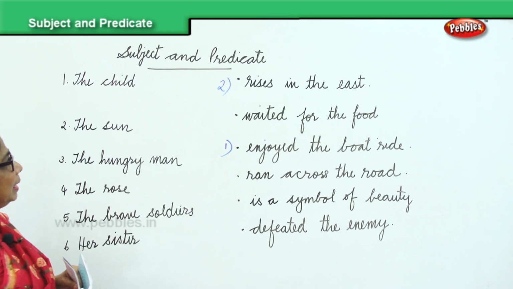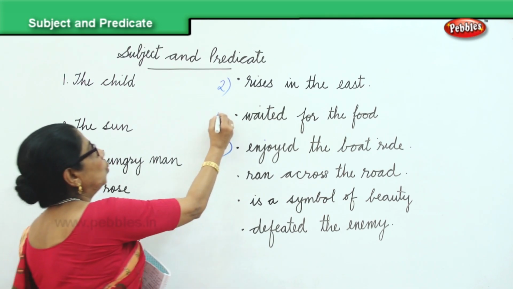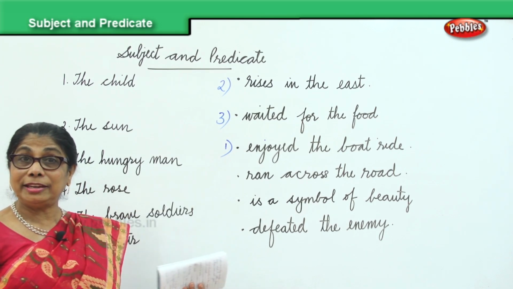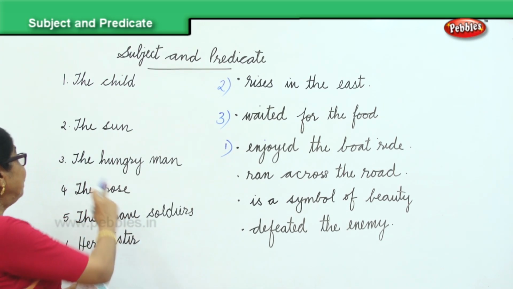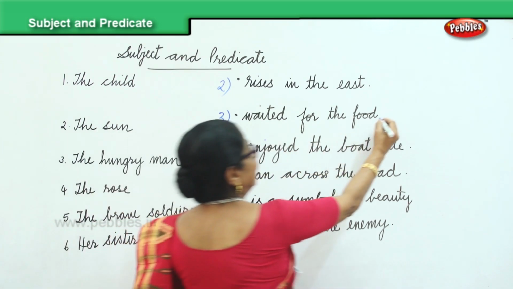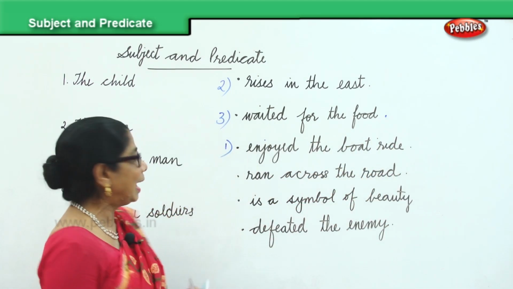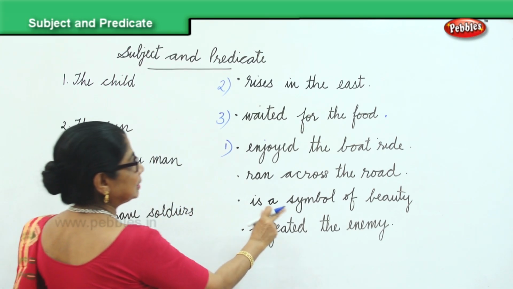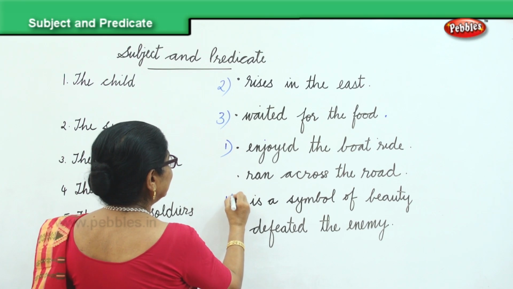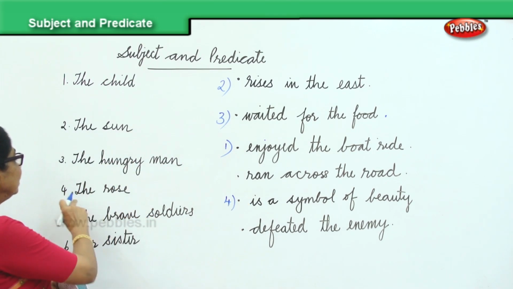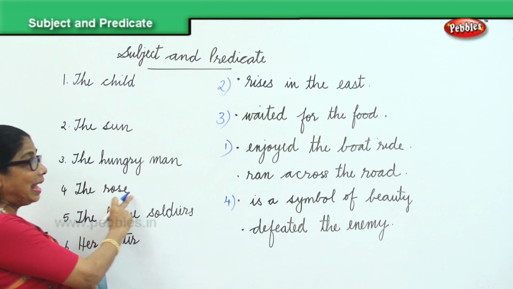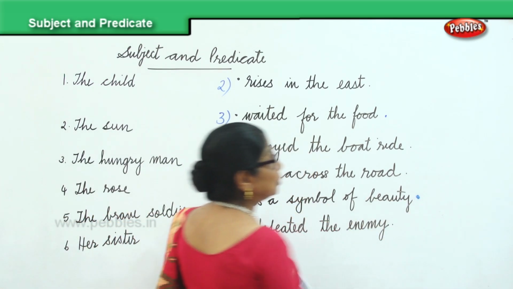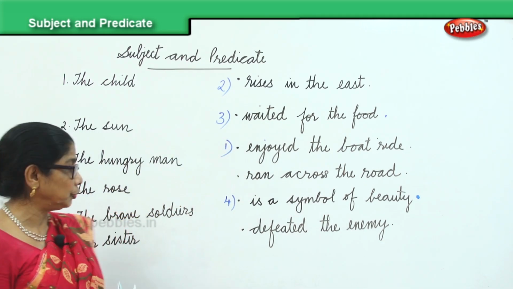Third one, the hungry man. The hungry man waited for the food. Hungry man is the subject, waited for the food is the predicate, begins with the capital letter and ends with the full stop. And the fourth one, the rose. The rose is a symbol of beauty. The rose is the subject and is a symbol of beauty is the predicate. It begins with a capital letter, ends with a full stop.